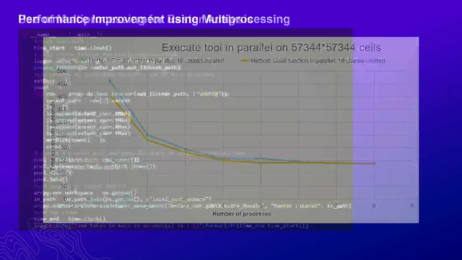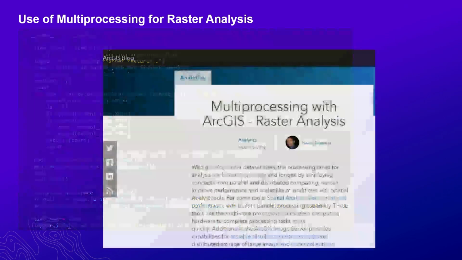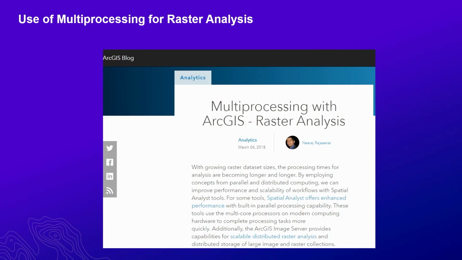How do you do this? You can use the multiprocessing module in Python, and you can define all the tasks in a dictionary, create your pool of tasks, and then map these tasks and send them to different processors to get the work done. That's how you can gain some performance. One of our colleagues, Neeraj Rajashekar, has written a blog about it. You can look for it and learn more about how to do this in your own workflow.